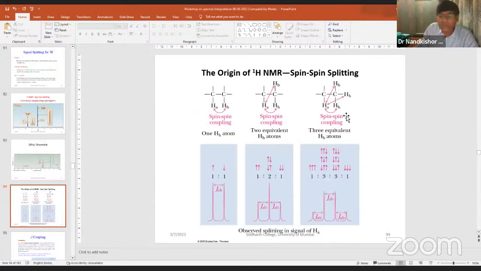Now, how is this triplet, quartet, singlet, doublet originated? That is originated because of the spin-spin coupling. Now, what is the spin-spin coupling? You understand? It's very simple.